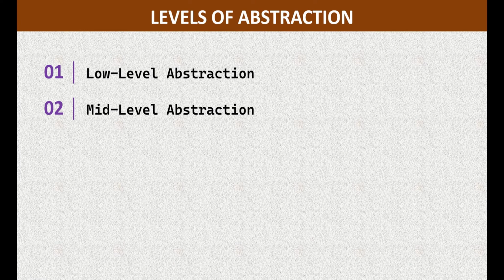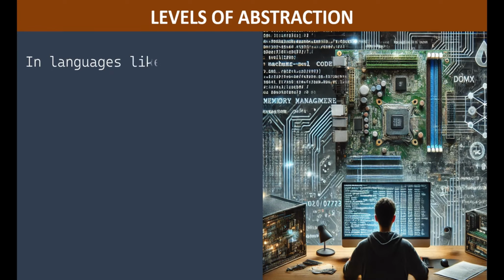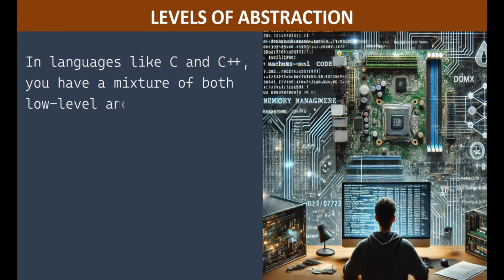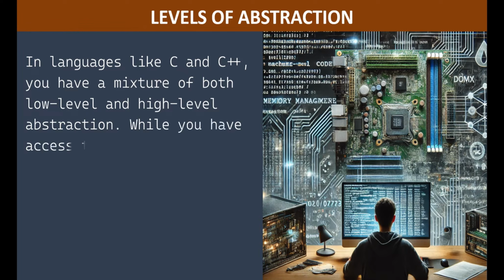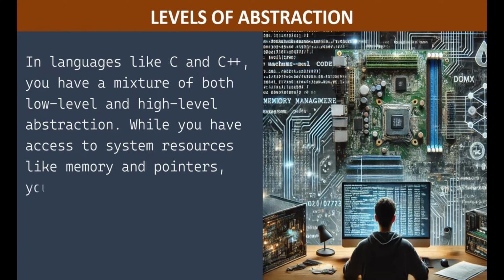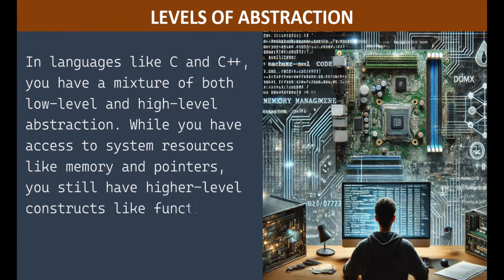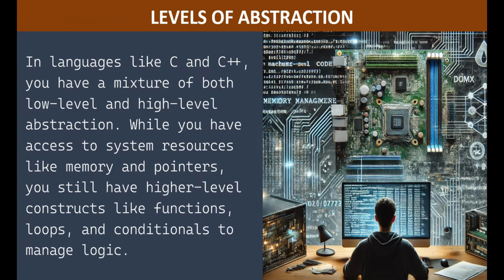Mid-level abstraction. In languages like C and C++, you have a mixture of both low-level and high-level abstraction. While you have access to system resources like memory and pointers, you still have higher-level constructs like functions, loops, and conditionals to manage logic.